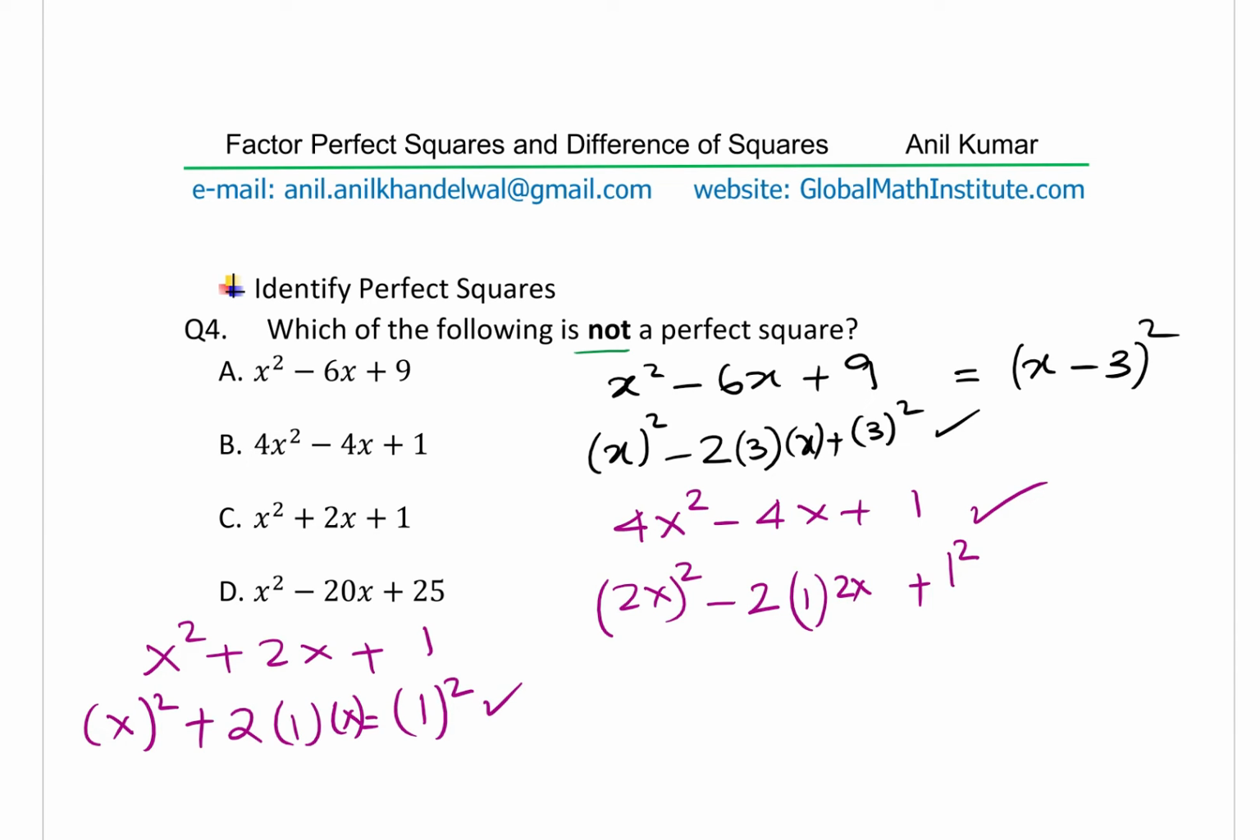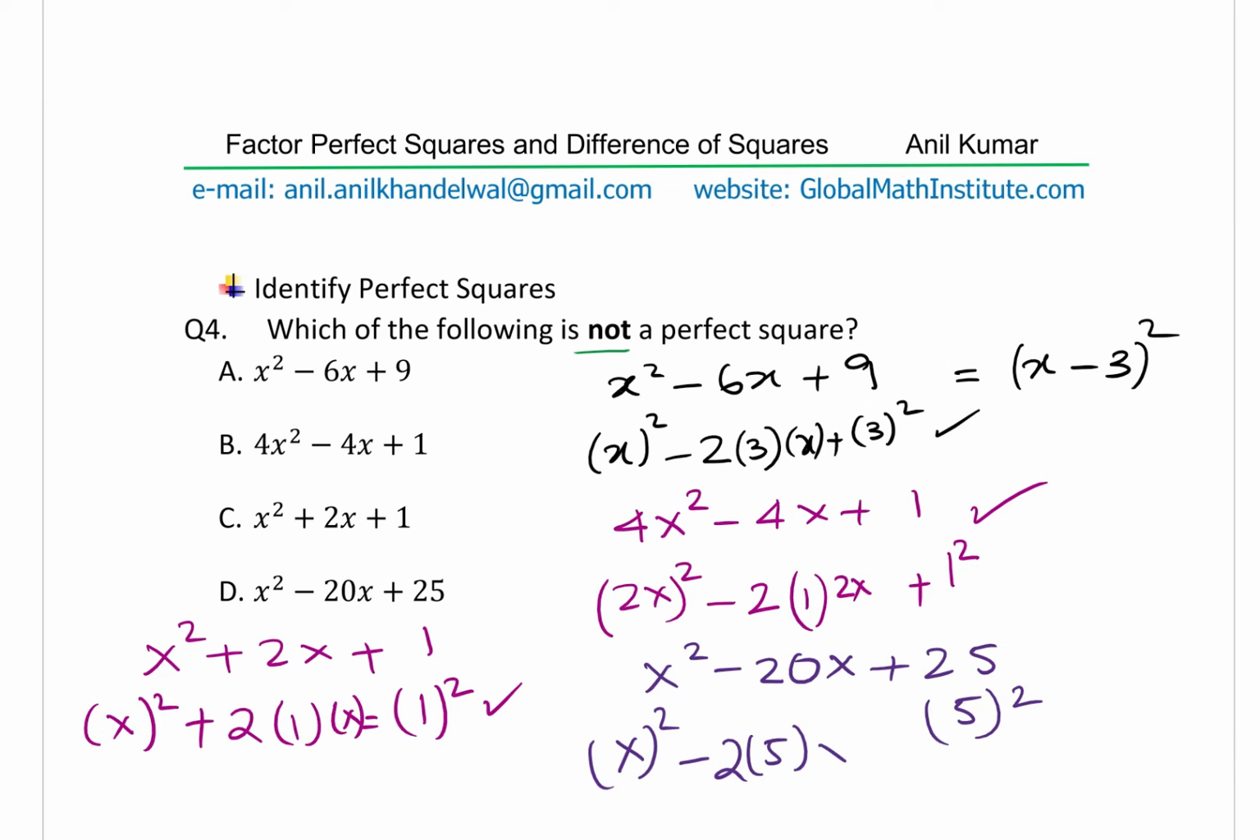Now let us check the last one, which in this case is x squared minus 20x plus 25. Well, 5 squared is 25. We know x squared is x squared. Minus 2 times 5 times x is what? Well, 2 times 5 times x is not 20x, but it is 10x. Since this does not match, we know that this is not a perfect square. So that is how you will systematically eliminate and figure out what the answer is.